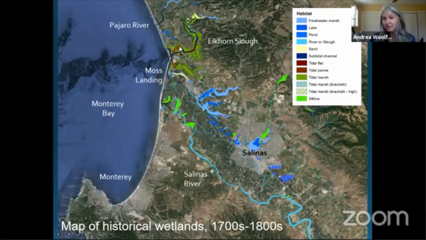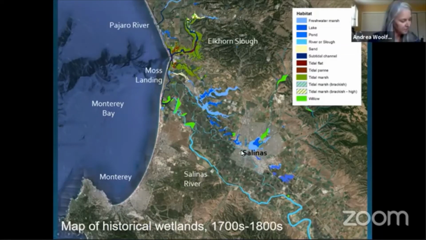So these were all connected by the river, and then they were in turn connected to this long chain of lakes that existed between today's Castroville and the city of Salinas. And you can see those in these cooler blue colors. So it was a very interconnected system of waterways and lakes, pretty impressive.